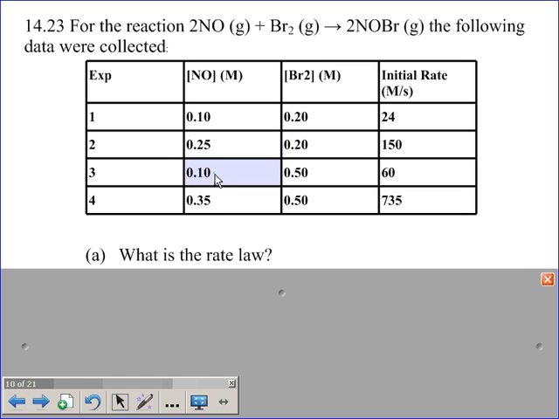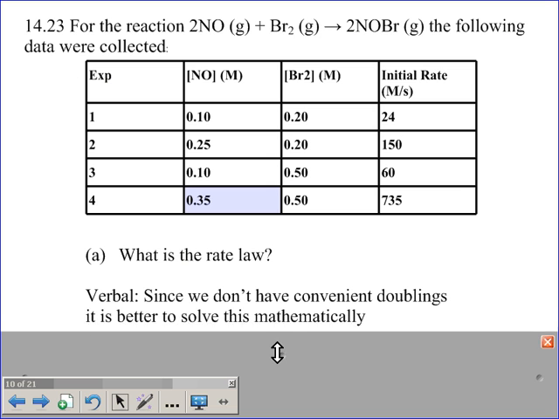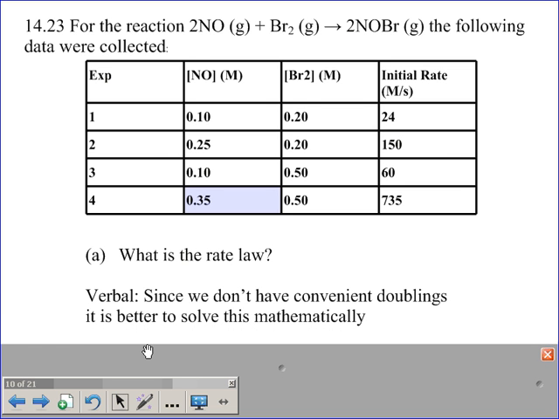There's a 25, but no 50. There's another 10, there's a 35, there's no doubling of NO. The same thing is true for Br2. The bromine is either 0.2 or 0.5. So while there are times when one of them holds still, the bromine, there's no times when the other one doubles. So when we ask the rate law, there isn't really a convenient way to do it verbally. This one is just better to solve mathematically.